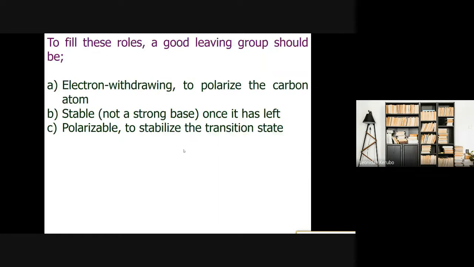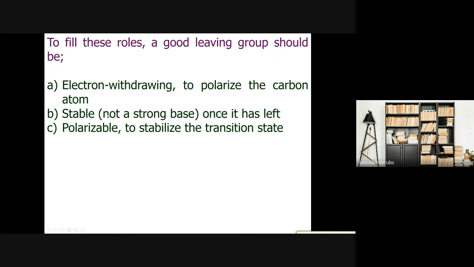To fill these roles, a good leaving group must be electron withdrawing to polarize the carbon atom. We have seen that the halogens are more electron withdrawing as compared to carbon, and for alcohols, the oxygen is also more electron withdrawing. So alkyl halides are good leaving groups. Not all groups are good leaving groups, though. They must be stable, not a strong base, once they have left.